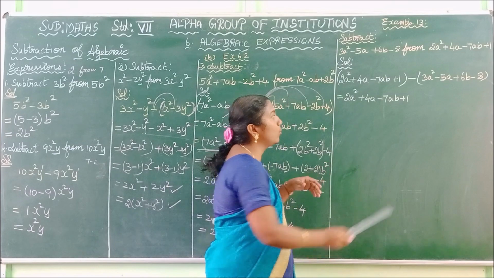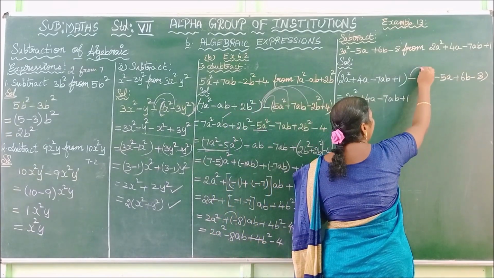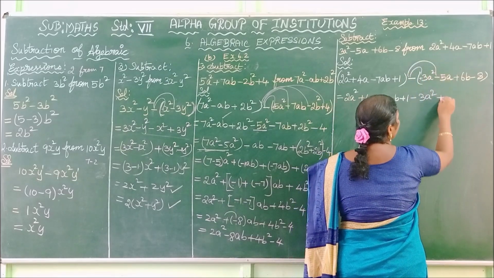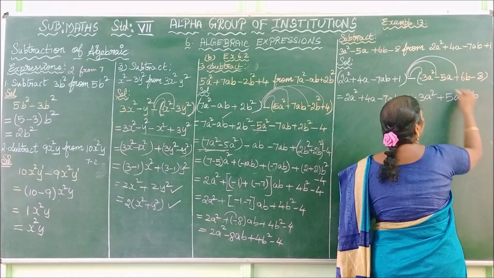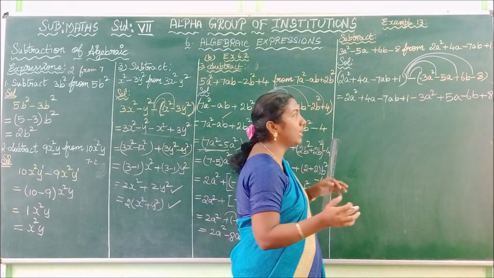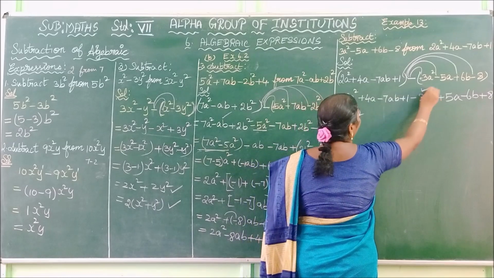Okay, now we are going to remove this bracket. How can you remove this? By multiplying the symbol: minus into plus, minus 3a square; minus into minus, plus 5a; minus into plus, minus 6b; minus into minus, plus 8. Okay, now we are going to collect the like terms. Here we have 2a square. Here also we have a square.